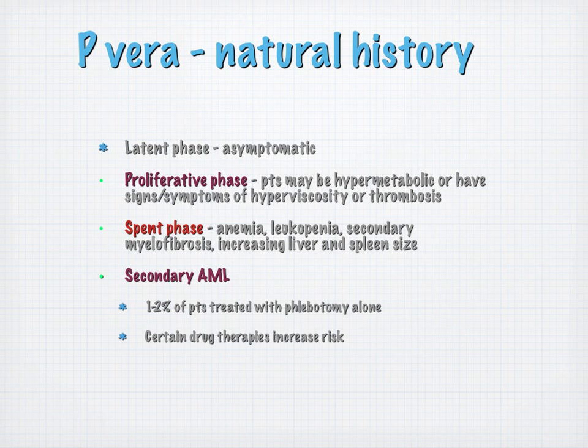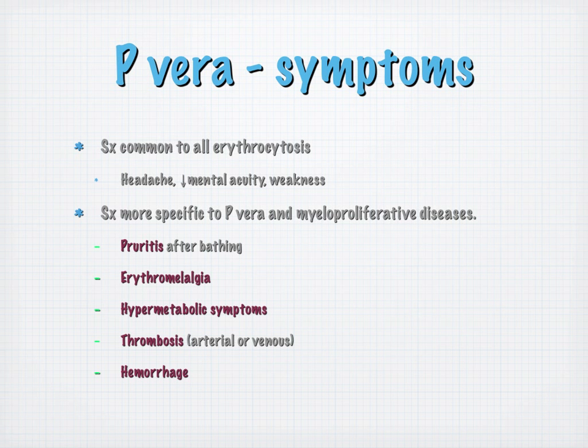So secondary AML will occur in 1 to 2% of patients treated with phlebotomy alone, and certain drug therapies increase the risk of the conversion of, well, I wouldn't even call it a conversion, I would say it's a secondary condition that occurs from polycythemia vera. And I know you've all studied AML with Dr. Acosta-Smith.